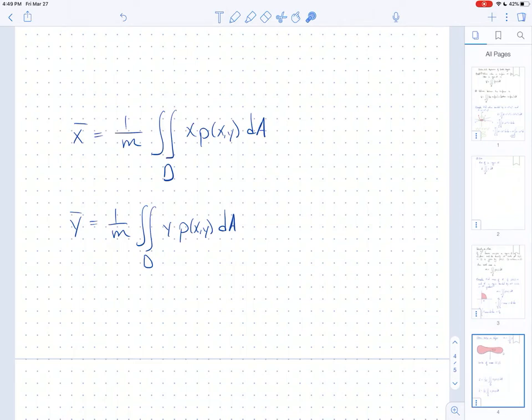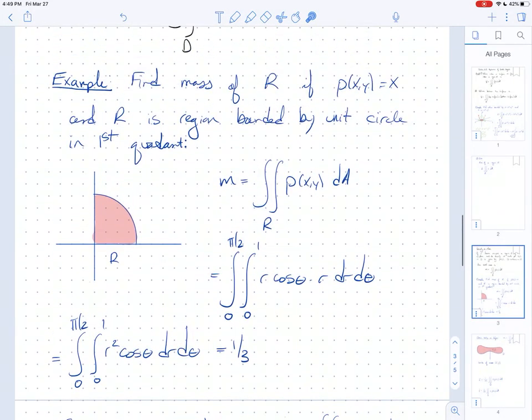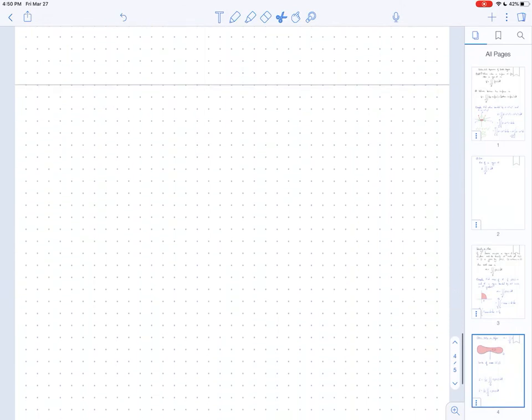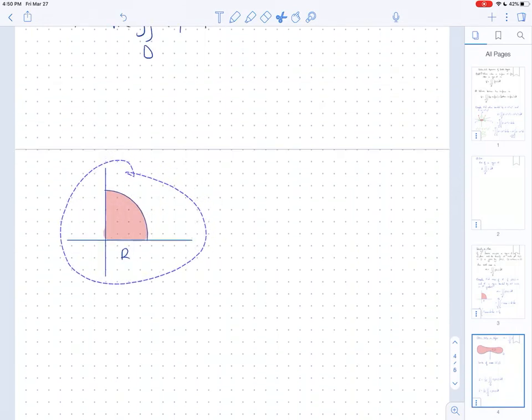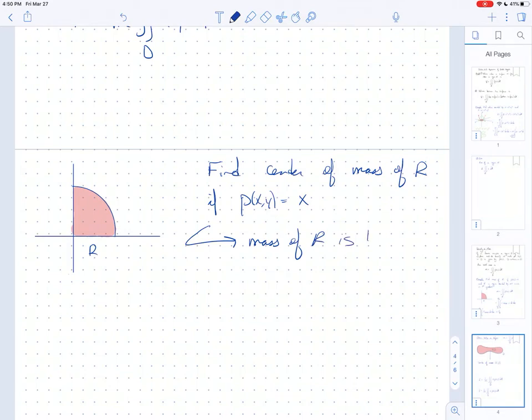In fact, let's just do the previous example that we did before. Let's go up. I'm going to use my copy function and copy my picture because I don't want to redraw it. So copy, scroll down, paste, here we go. So let's find the center of mass of our region R if, again, rho of x, y is just x. From before, we know that the mass of R is 1/3. That's what we came up with before.